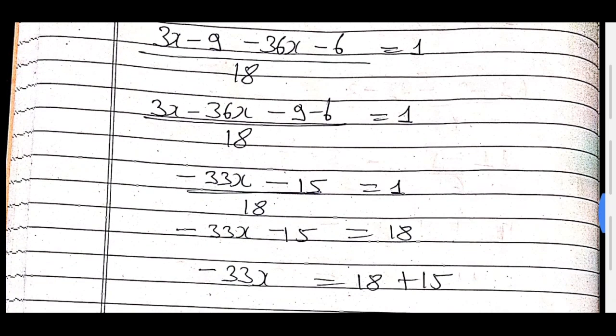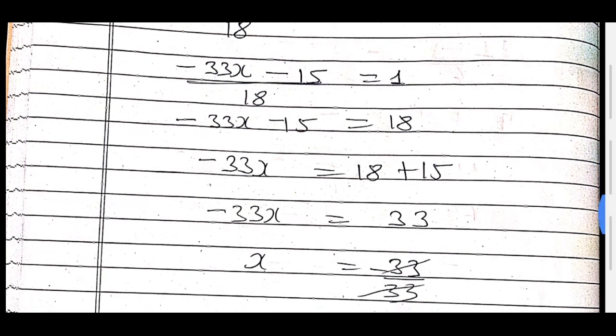Now just see, 3x minus 36x you have minus 33x, because plus minus minus, and the sign will remain the same. Minus 9 minus 6 you get minus 15, 18 as it is, you get here 1. Now minus 33x minus 15, this number goes to this side and becomes multiply, you get 18. Then minus 33x, you get this number coming to this side, here minus becomes plus, then 18 plus 15.